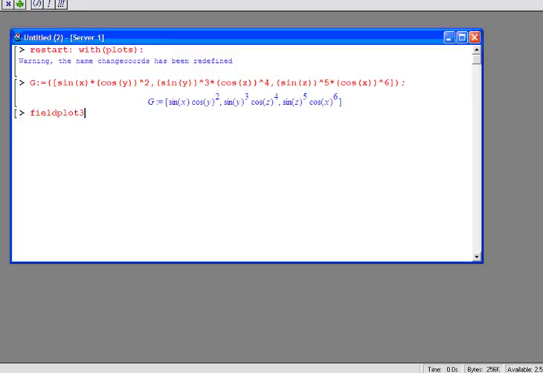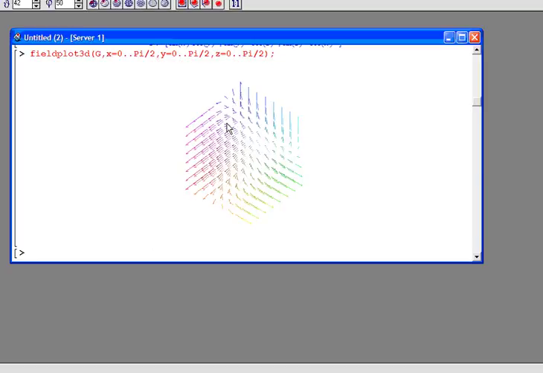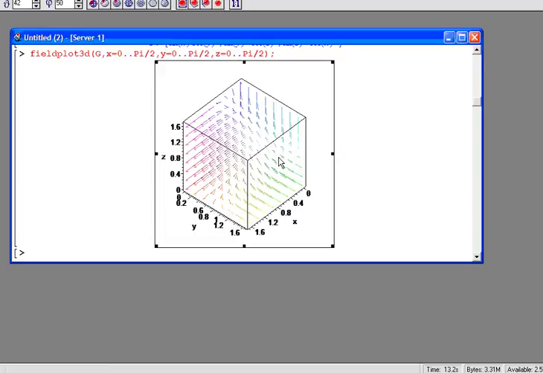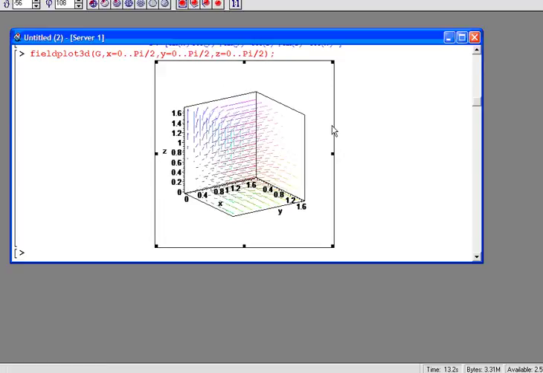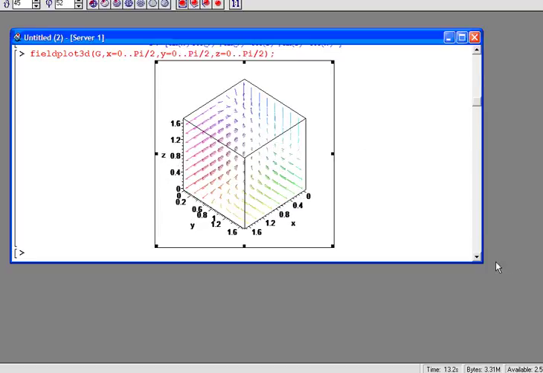That gives us the vector field in 3D of G. X is 0 to pi over 2. Just copy and paste because they're all that. From Y and Z. So I get the vector field. Box it. I can turn it around and you can see how the vectors go. So you can do whatever orientation you want.